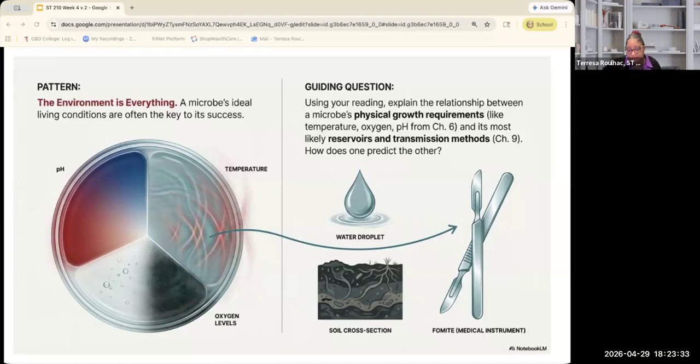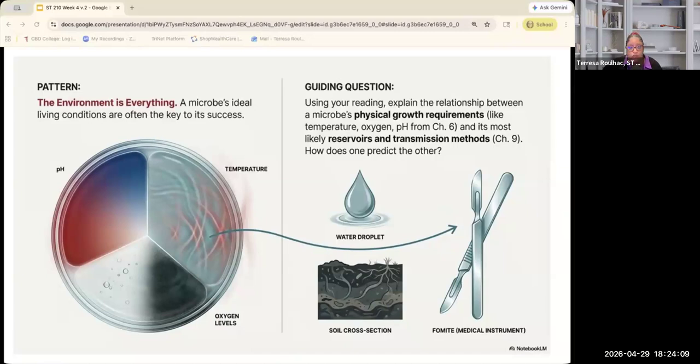So think about this. If a microbe prefers, let's say, moisture and moderate temperature, would you expect it to be found in dry metal air or in fluids? That instinct is microbial reasoning, or microbiological reasoning. Now let's look over here. When you understand growth requirements, reservoirs start to make sense.